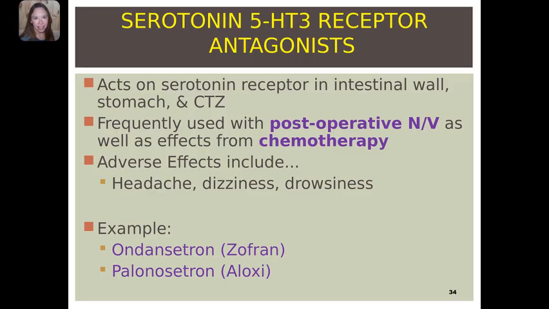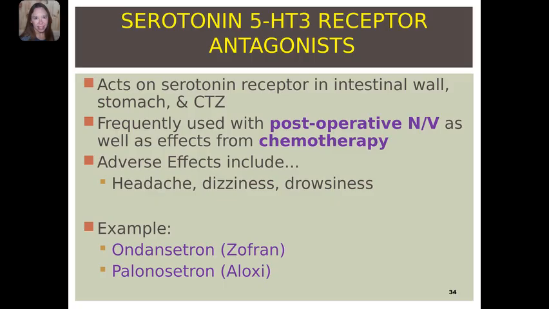A lot of times we'll use these type of drugs for post-operative nausea and vomiting. We can also use these medications for patients that are receiving chemotherapy. A common side effect from chemotherapy is nausea and vomiting, and that is not very good for these patients. They don't feel well, they're going through treatment, and now the medication is causing them side effects. So if we can make them comfortable, we're certainly going to do that.